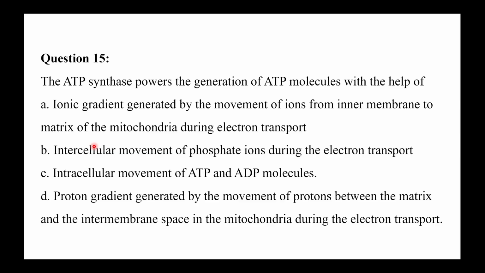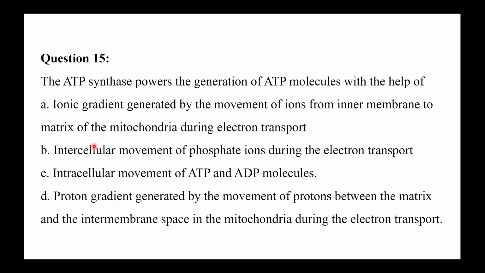Let's move on to the next question. Question number 15. The ATP synthase powers the generation of ATP molecules with the help of: Option A, ionic gradient generated by the movement of ions from inner membrane to matrix of the mitochondria during electron transport. Option B, intercellular movement of phosphate ions during the electron transport. Option C, intracellular movement of ATP and ADP molecules. Option D, proton gradient generated by the movement of protons between the matrix and the intermembrane space in the mitochondria during the electron transport.